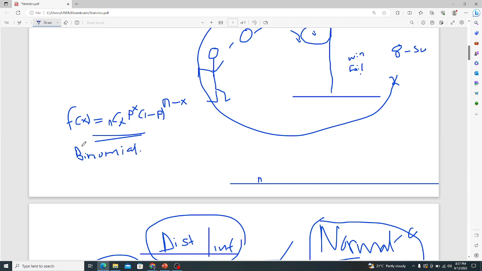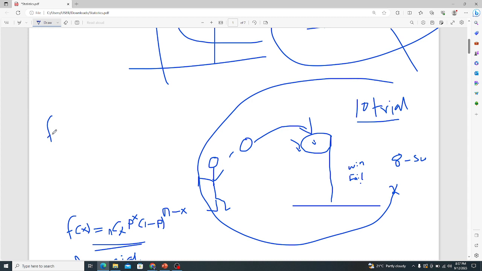For Poisson, the probability of x will be given by exponent of negative lambda, where lambda is a constant and it's always equal to the mean. So it will be exponent of negative lambda, lambda raised to x, divided by x factorial. This is the probability function for Poisson distribution.